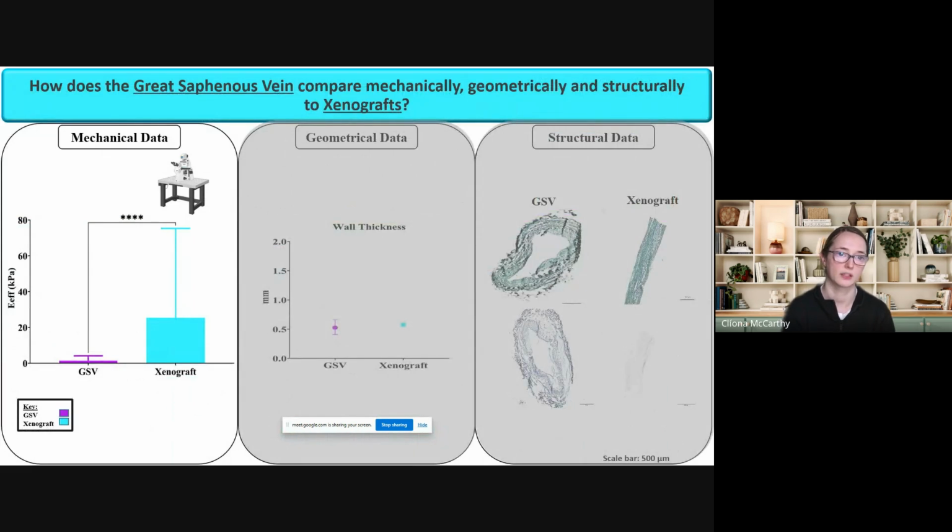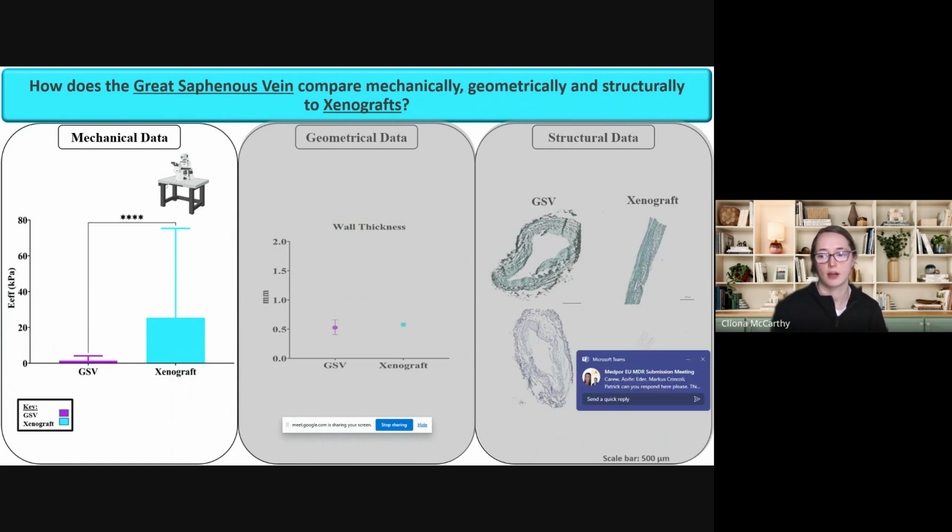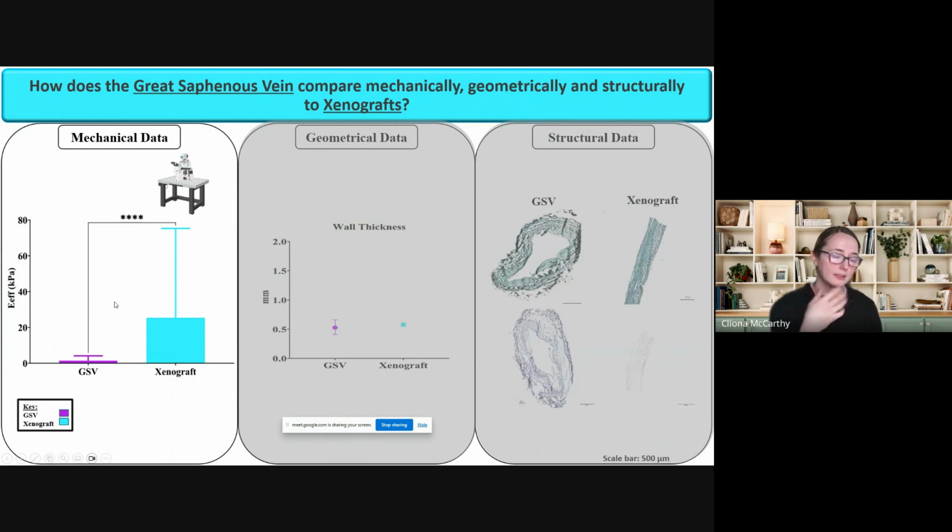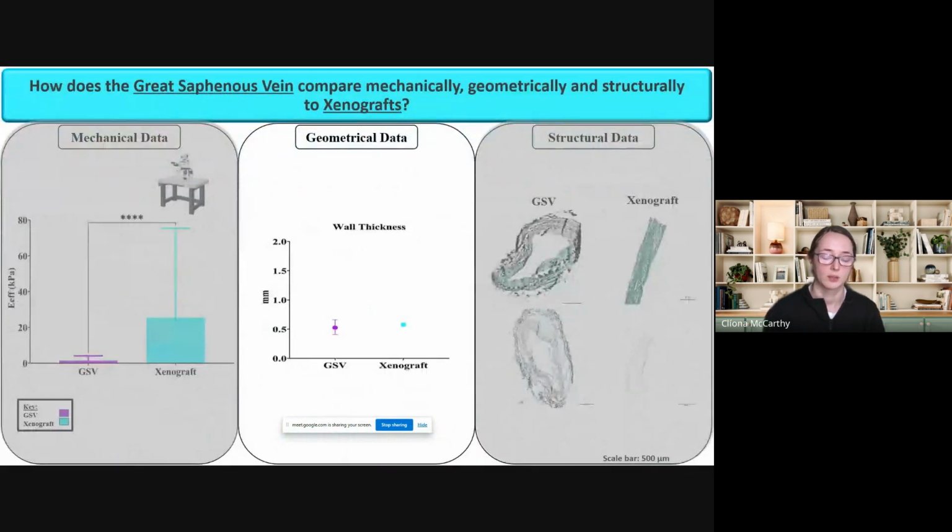So then when we compare the great saphenous vein to the xenograft, again there is a mechanical difference between the great saphenous vein and the xenograft. You see that the xenograft is stiffer than the great saphenous vein, but not as stiff as the other synthetic conduits that would be available. So then for wall thickness, they're pretty well matched. There was no significance between the data here.